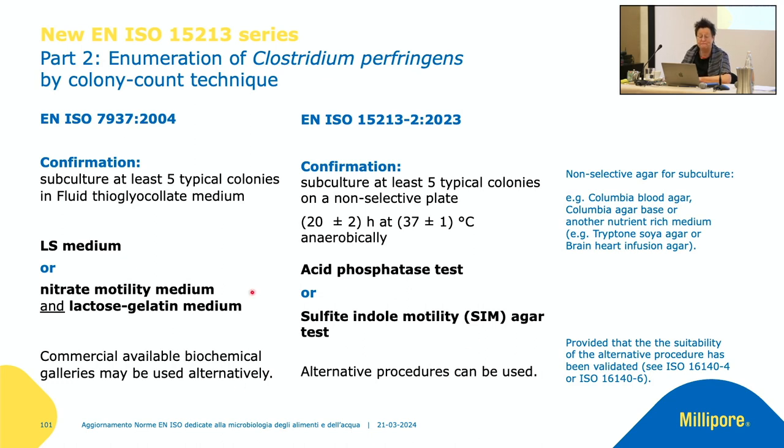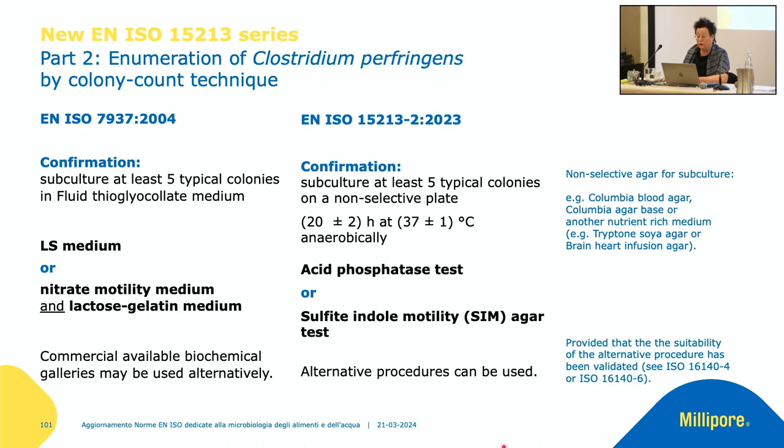We have a change in the confirmation method. The confirmation method of the former 7937 from 2004 was the LS medium, or the nitrate motility medium and lactose gelatin medium. And we know from users that often there were big problems with these confirmations. So we really looked for new confirmations. The first idea was to use the same confirmation as in the water standard, the acid phosphatase test. But the problem with the acid phosphatase test is that it has a toxic component, and we want to avoid toxic components in ISO. So we did a deep check, and last but not least, we found the sulfite indole motility SIM agar, which was also used for Clostridia in the 50s and 60s. Then we made some preliminary tests and included it also in the validation.